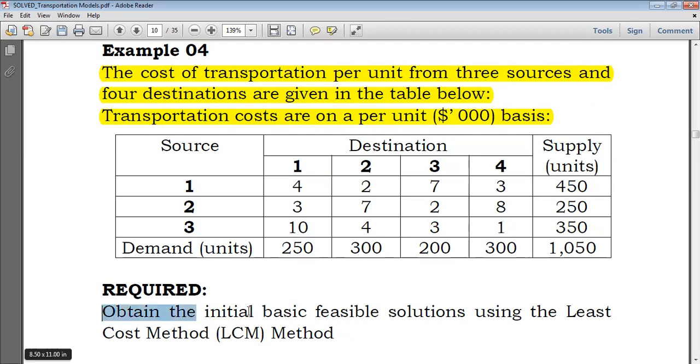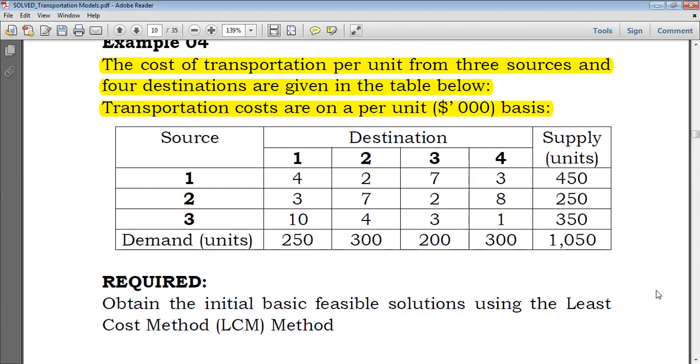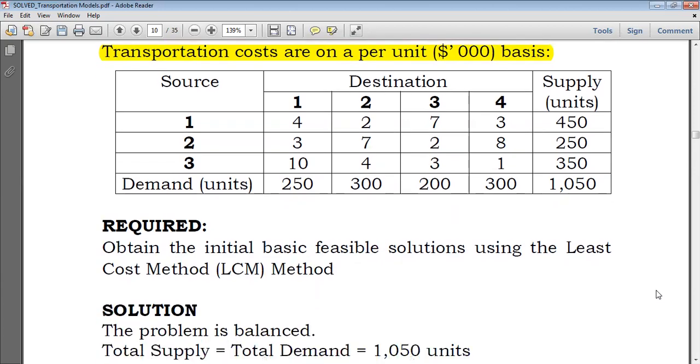So we are required to obtain the initial basic feasible solution using the least cost method. Actually, it's solution, not solutions, it's solution. So this is what we are going to do right now. So let's go to the solution.